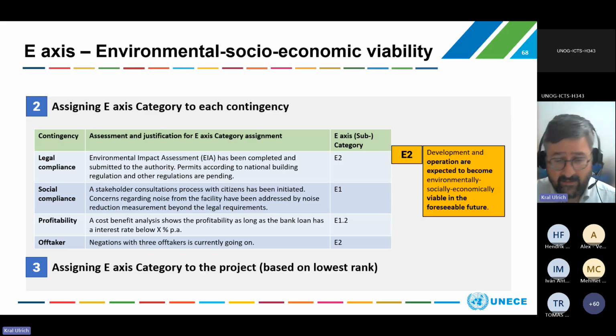The third step here is, if you went through all the factors and the justification and the assessment of all this, you select the E-axis category based on the lowest rank. This means here we have 4 different types of categories. We have E2, E1, E1.2, and E2, and the lowest category in this case is E2. So E2 dominates the environmental, socio-economic viability of the project. So you select E2. This is the final category on the E-axis.